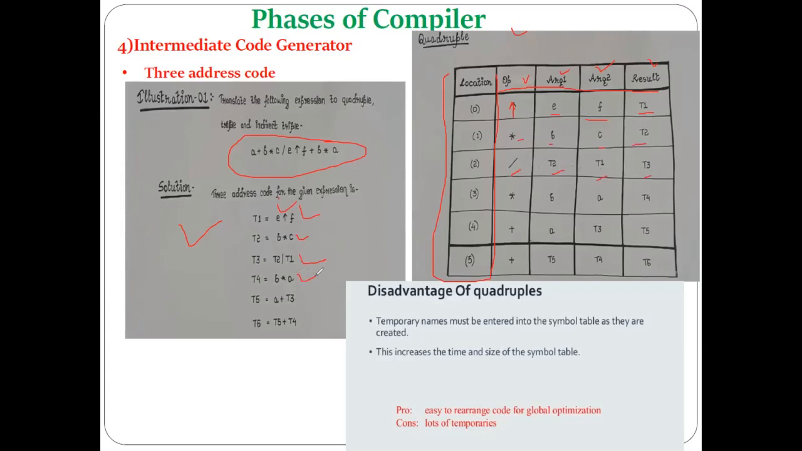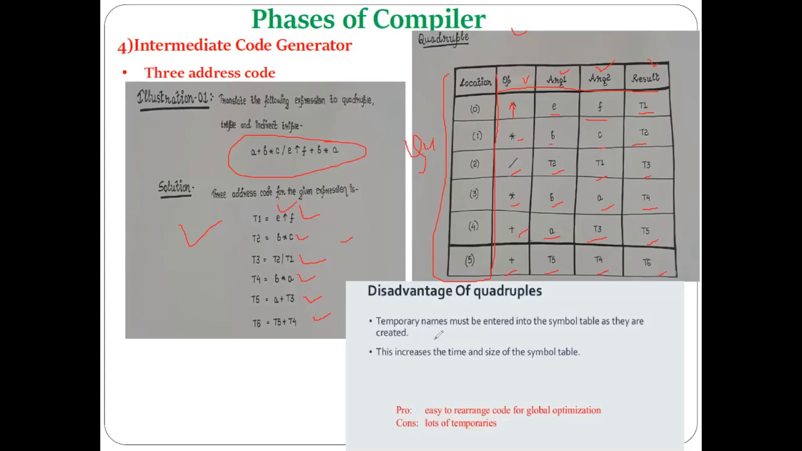Then for the next, t4 equals b into a: multiplication is the operator, b is the first operand, a is the second operand, and the result goes in t4. Then for this expression, plus is the operator, a is the first operand, t3 is the second operand, and the result goes in t5. Understood? And for the last one, plus is the operator, t5 is the first operand, t4 is the second operand, and the result goes in t6. So this is nothing but the quadruple representation of the three address code.